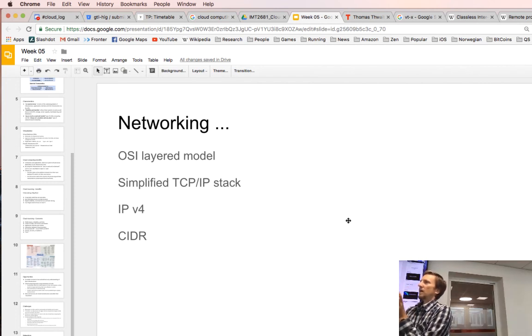Class A uses the first byte as the network mask, and then the remaining three bytes for addressing the hosts, and then the last class is the opposite, so it only allows you to address 254 or 253 hosts, and it uses the three bytes for the network mask.